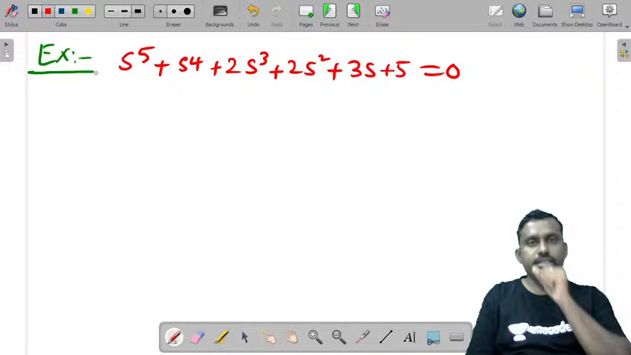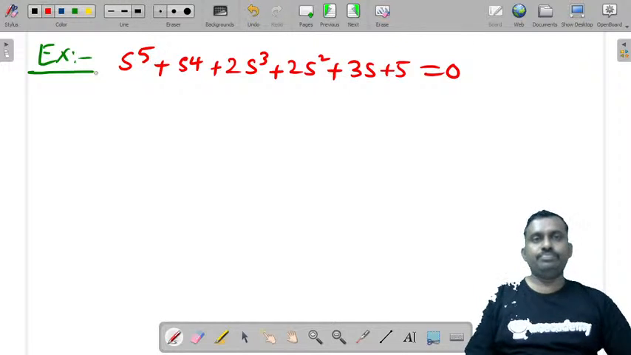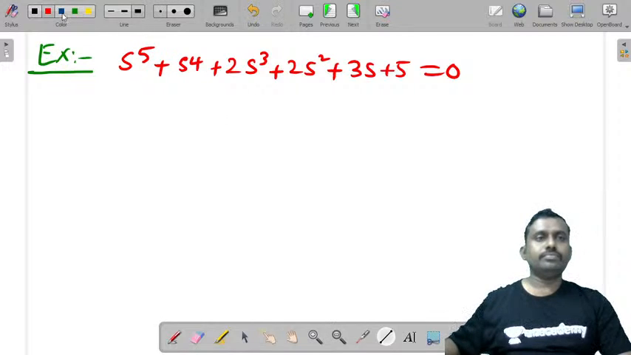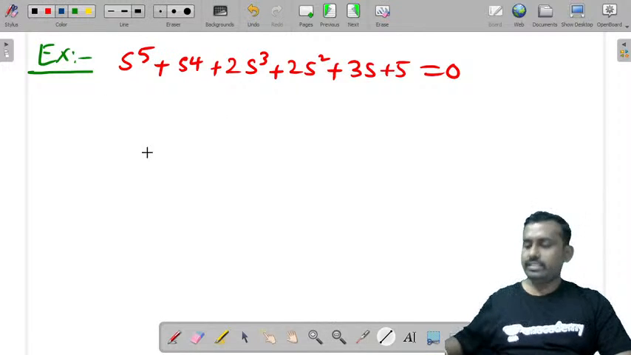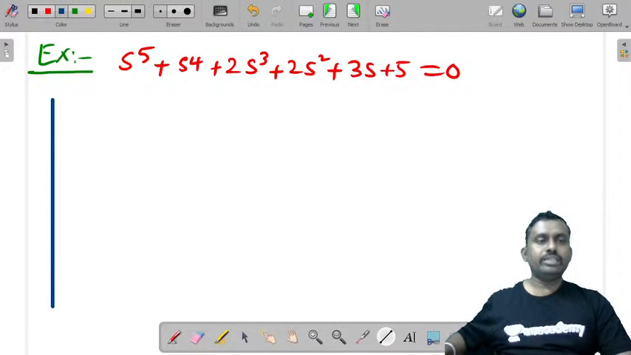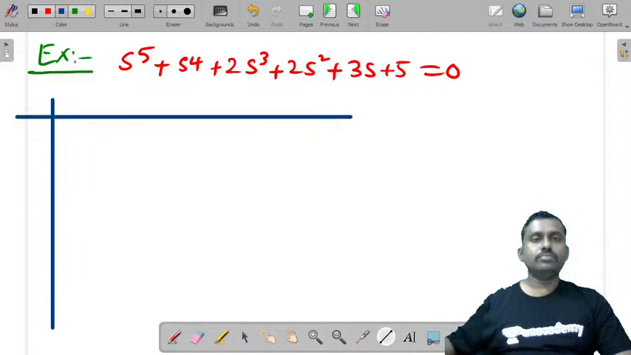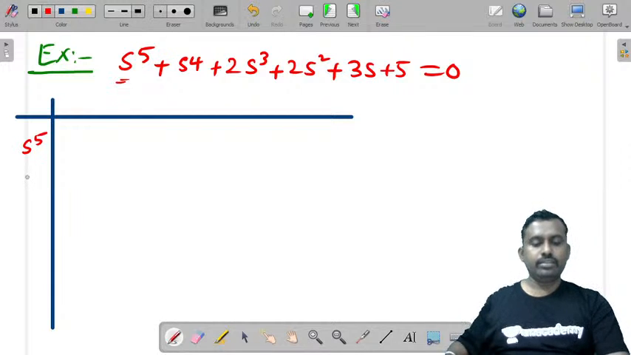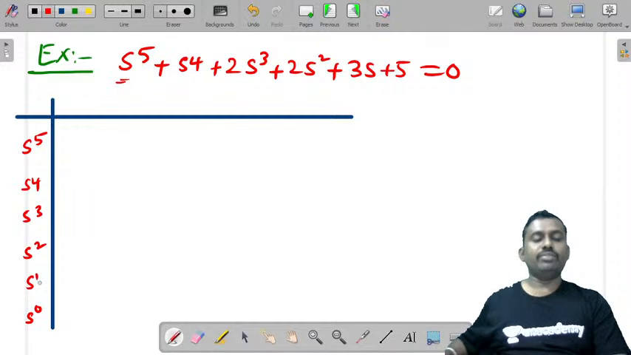We'll follow the same procedure. Construct the routh array. Let's start it from here. The highest power here is s^5, so s^5 is written first, then we'll write s^4, then s^3, then s^2, s^1 and s^0.